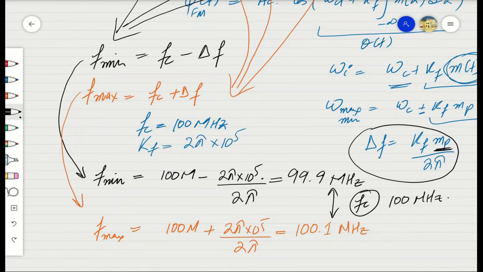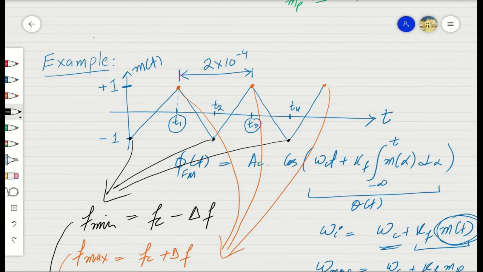So when the amplitude of the information signal is at its negative peak, a carrier signal with a frequency of 99.9 MHz will be generated, while along with the increase in the amplitude of the information signal, an increase in the frequency of the frequency modulated signal will be experienced. When the amplitude of the information signal is equal to 0, exactly the carrier frequency fc will be generated, that is 100 megahertz, while when the positive peak amplitude of the information signal is received, the frequency of the modulated signal will be equal to 100.1 megahertz.